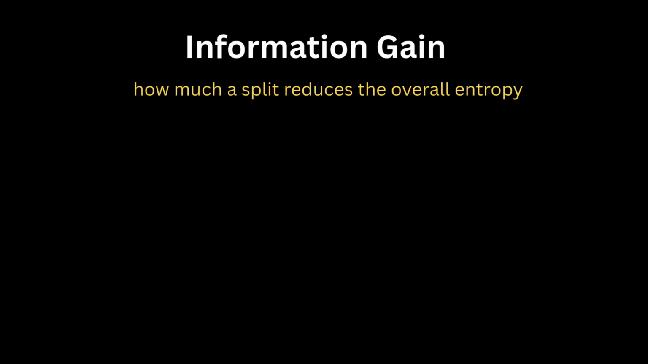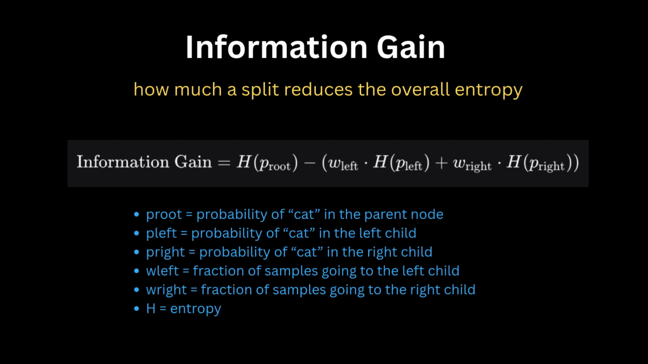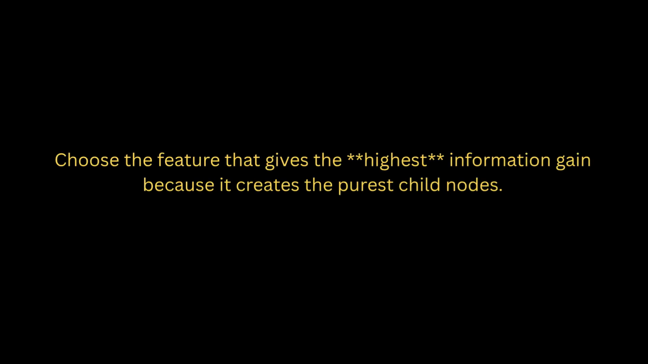Information gain tells us how much a split reduces the overall entropy, and mathematically it is written as shown, where p_root is the probability of cat in the parent node, p_left and p_right are the probability of cat in the left and right child, w_left and w_right are the fractions of samples going to the left and right child respectively, and H is entropy. We choose the feature that gives the highest information gain because it creates the purest child nodes.